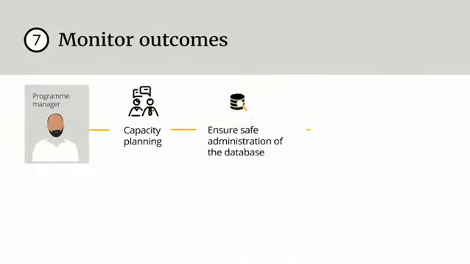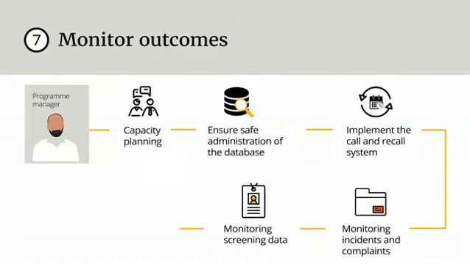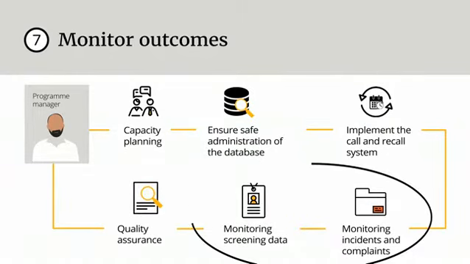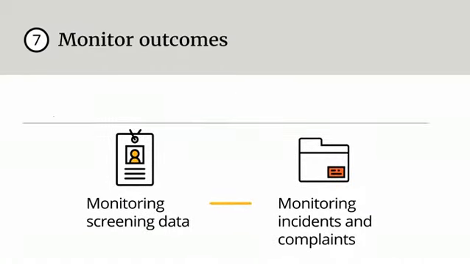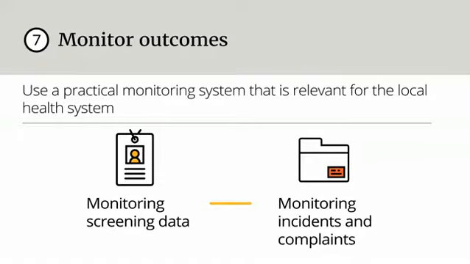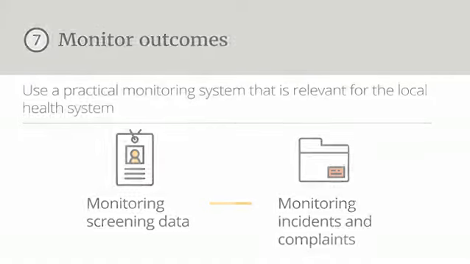Stage 7. Monitor outcomes. Much of the efficient running of a screening programme depends on the regular collection and review of data on activities, and using this to make informed decisions. It's essential to establish a practical monitoring system that is relevant for the local health system. For example, do not install an electronic record system without training both the screening and treatment teams to use it.